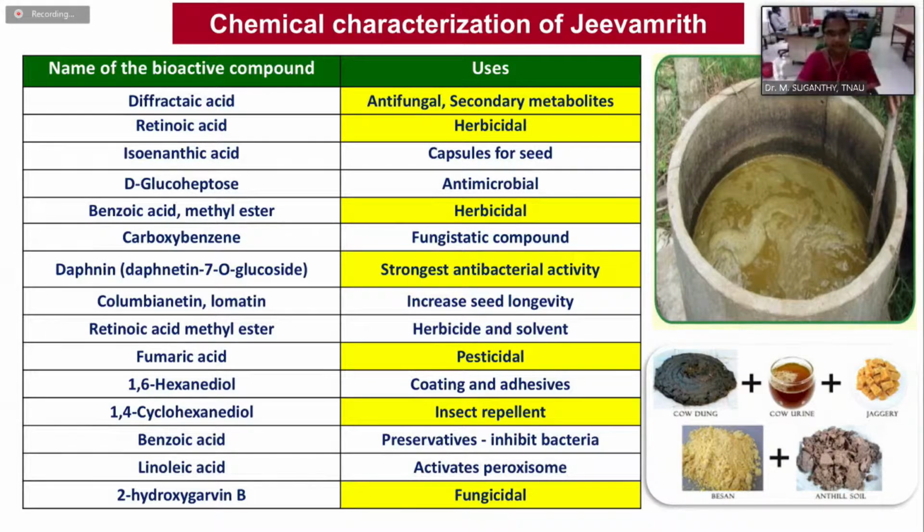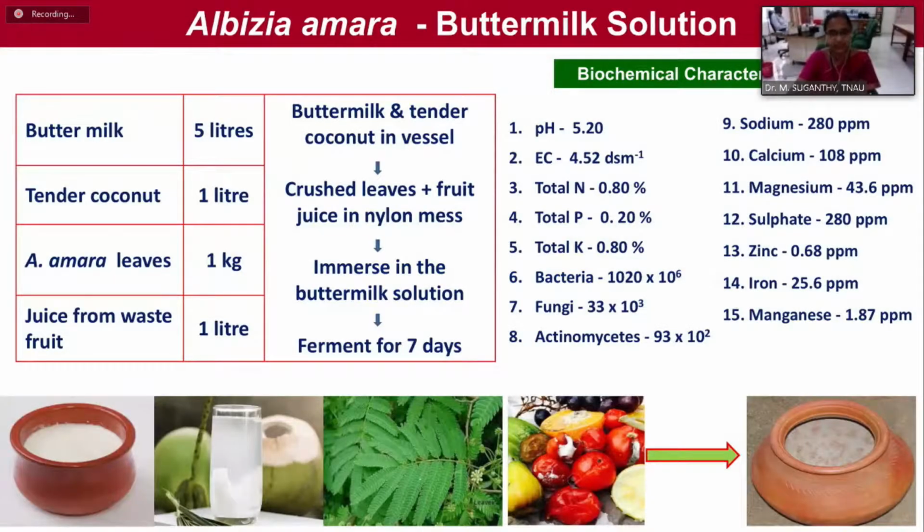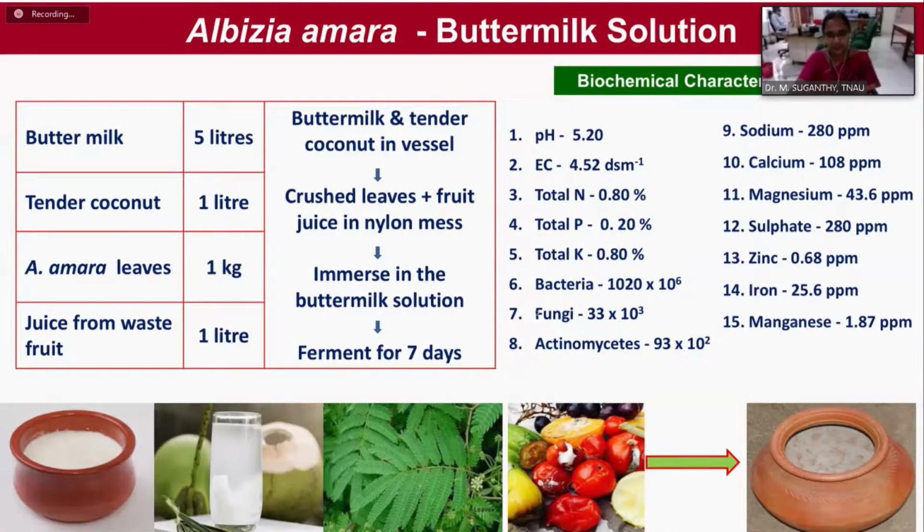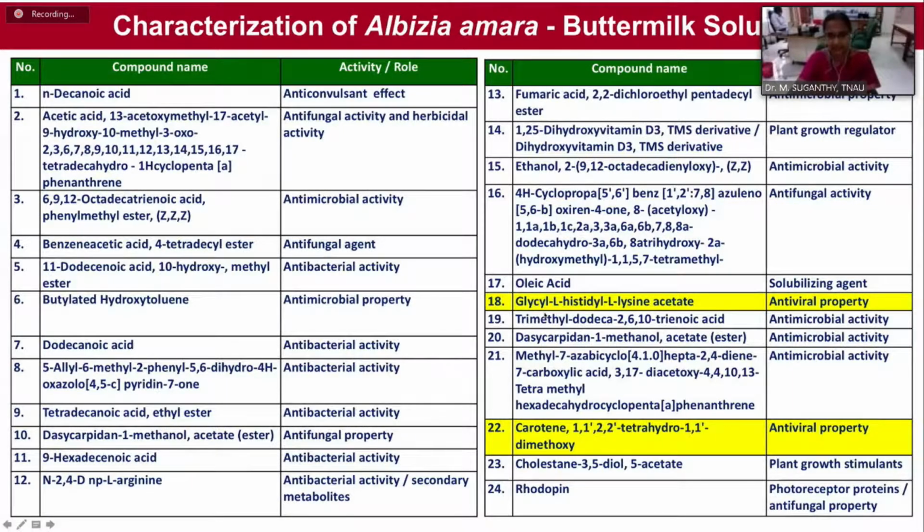And regarding Albizia amara buttermilk solution, it is a very good mixture followed for the management of viral plant diseases. We were quite interested to characterize this solution, and we found that it has compounds called glycyl histidyl lysine acetate as well as carotene tetrahydrodimethoxy. These two compounds are responsible for the antiviral property of this solution, because viral disease management is a challenging task in organic farming.